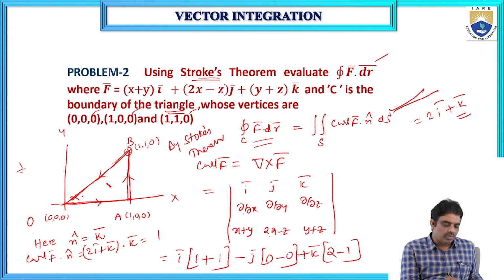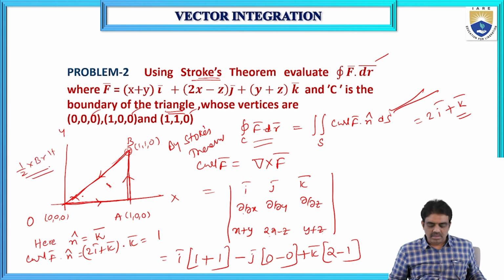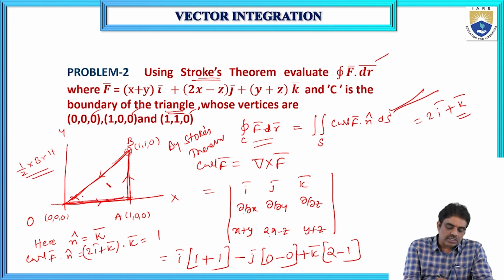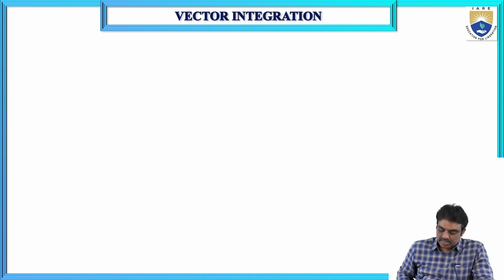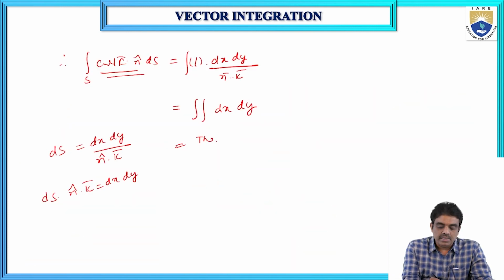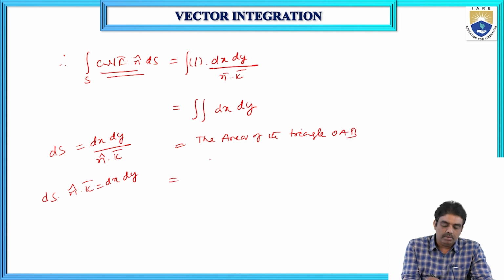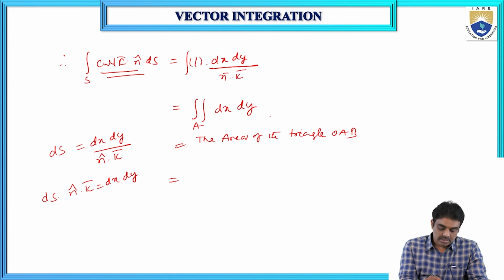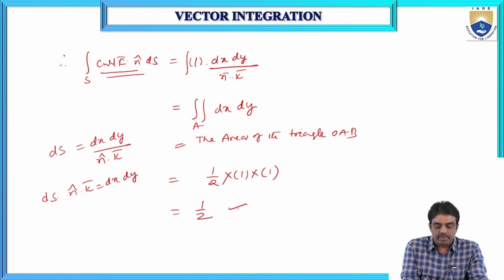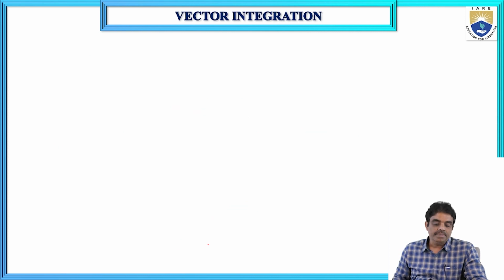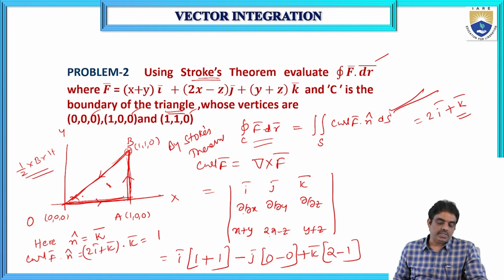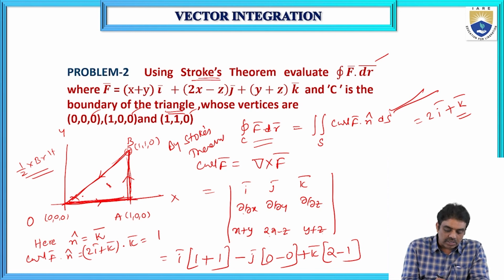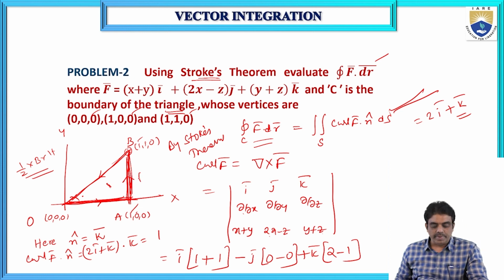Area of this triangle is half into base into height. Am I right? This is 1 unit and this is also 1 unit. So this is dx into dy, the area of the triangle OAB. The double integral dx dy over the area is the triangle area, half into base 1 unit into height 1 unit, which is equal to 1 by 2, the required value by Stokes theorem. Clearly, this is 1, this is 0, this is 1, meaning it is 1 unit. So half into base into height is the triangle area.